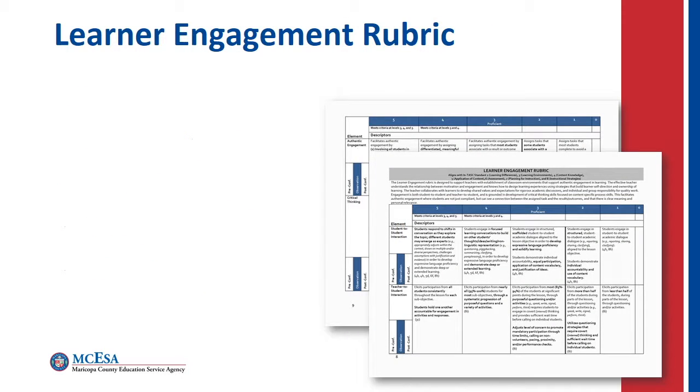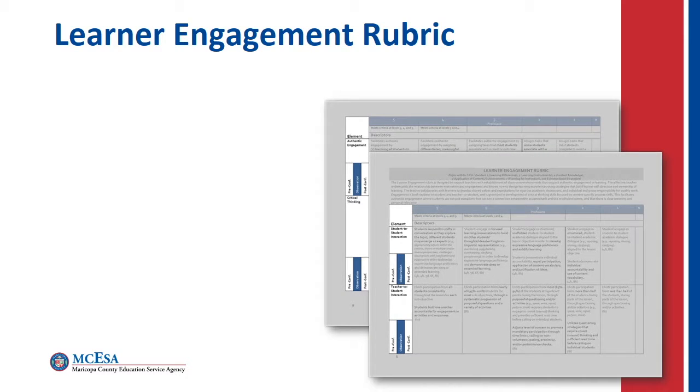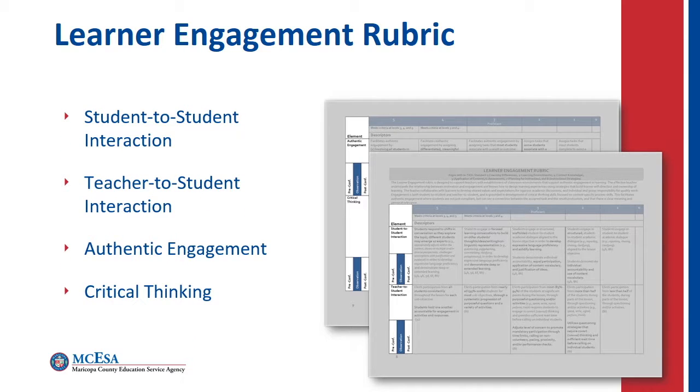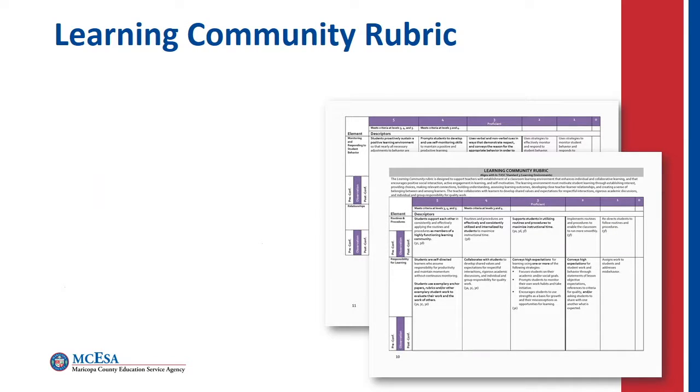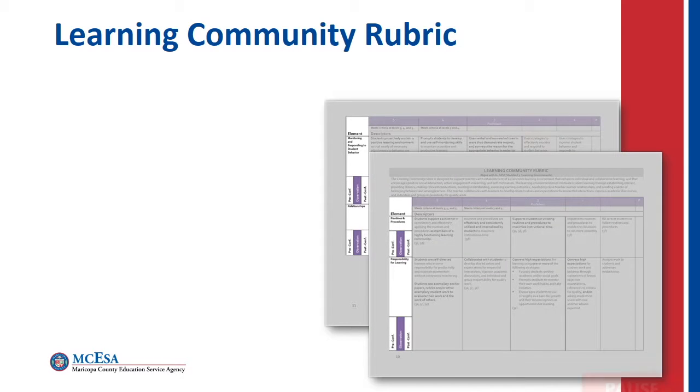Now we're on the learner engagement rubric. It's on pages 8 and 9 of your LOI. There are 4 elements in the learner engagement rubric. Next up, on pages 10 and 11, you'll see the learning community rubric. What are the names of the elements in this rubric?